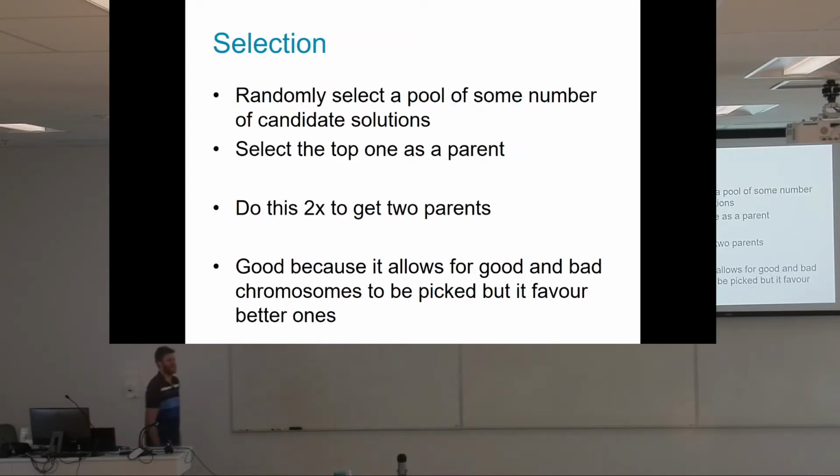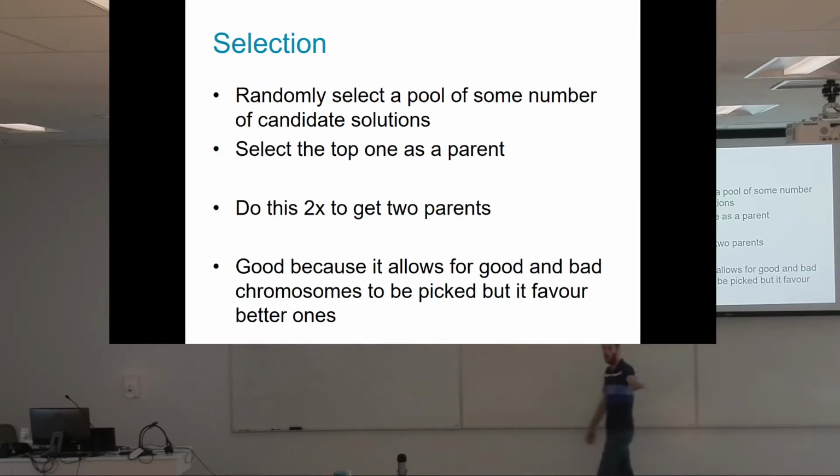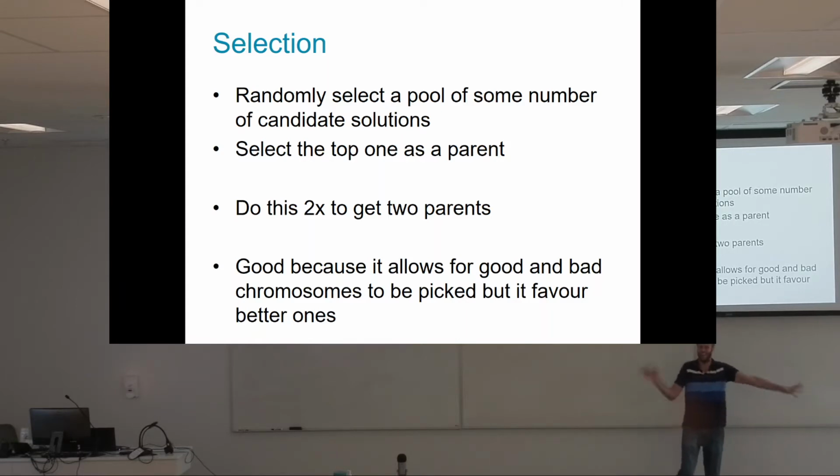And I spent some time last time on this: if the pool is size 5, that means the 4 worst chromosomes, let's pretend there are no ties in fitness, the 4 worst candidate solutions, can never be a parent. Because if I pick a subset of 5 and take the best one of that 5, it's not possible to pick the 4 worst.